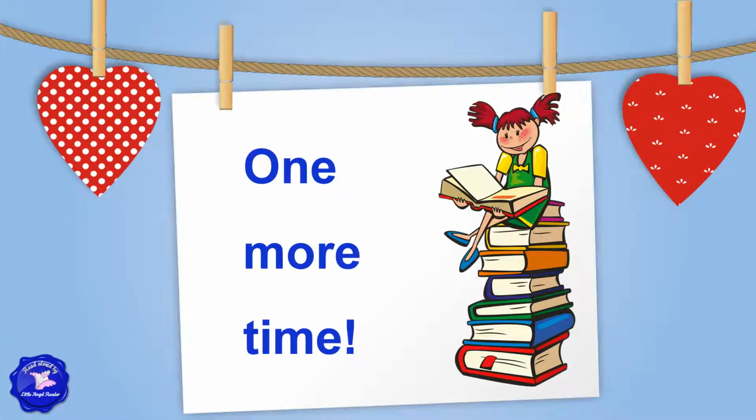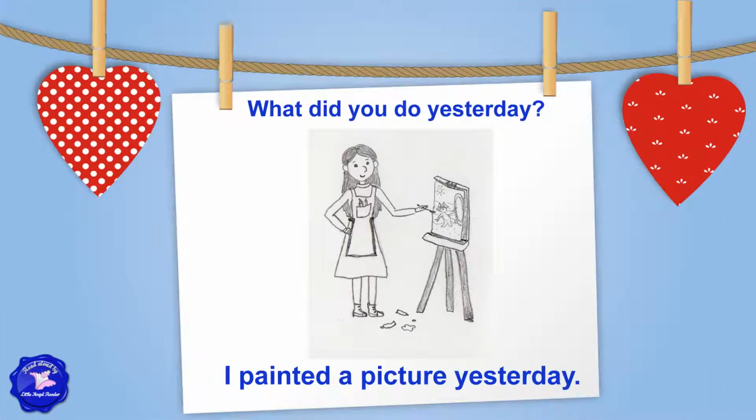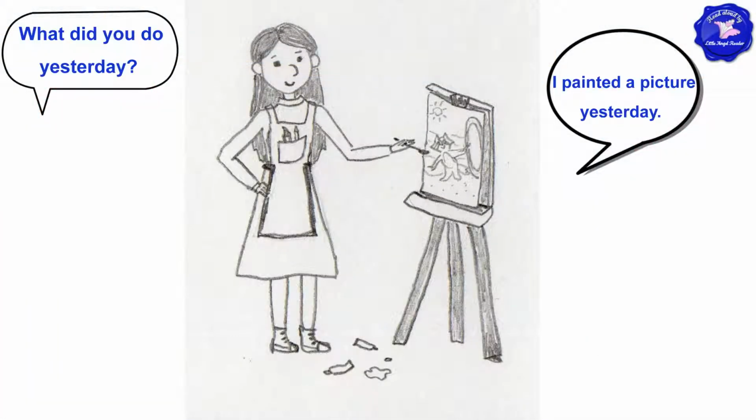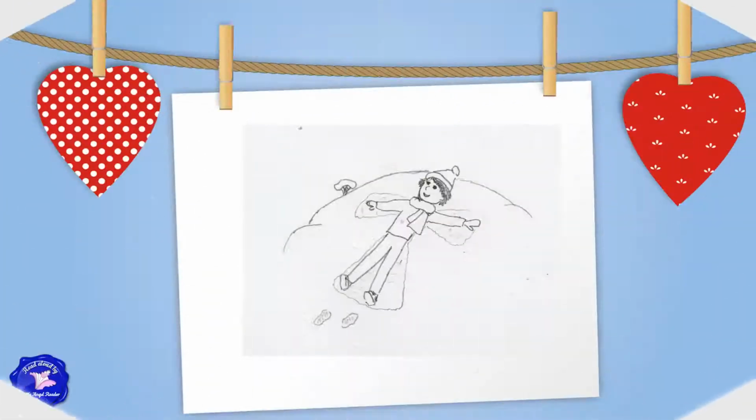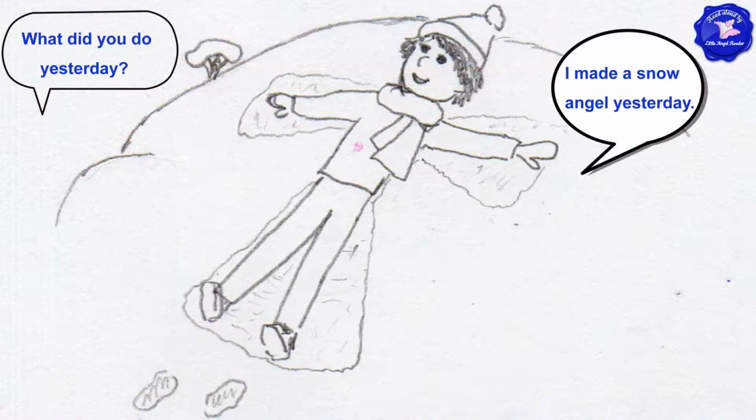Great! Let's do it one more time. What did you do yesterday? I painted a picture yesterday. What did you do yesterday? I painted a picture yesterday. What did you do yesterday? I made a snow angel yesterday. What did you do yesterday? I made a snow angel yesterday.